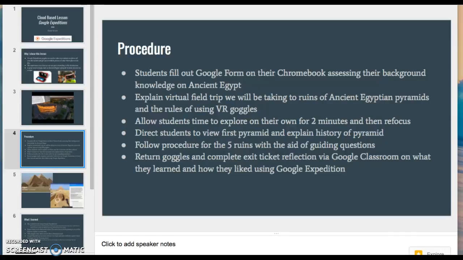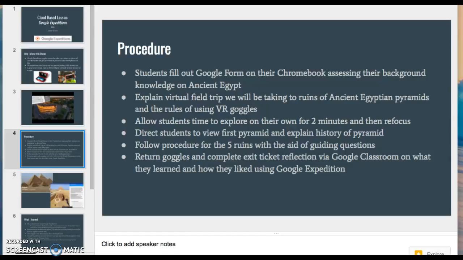So after I explained the rules to them and how to properly hold them, then I allowed them to actually explore on their own. Actually, let me back up a second. One of the big things that we had to do was actually get the goggles ready to go. So the tech specialist and I already had them queued up and ready to the actual ancient Egyptian expedition, so that we didn't have to spend so much time having the kids do that part. That was a little bit of prep work on our end, but it certainly saved some time.